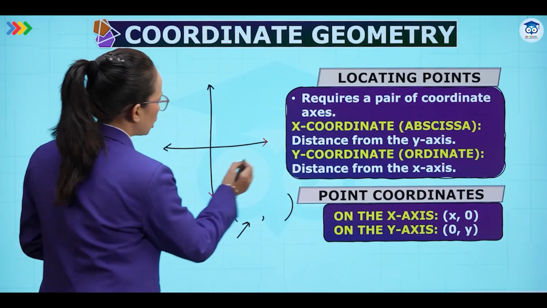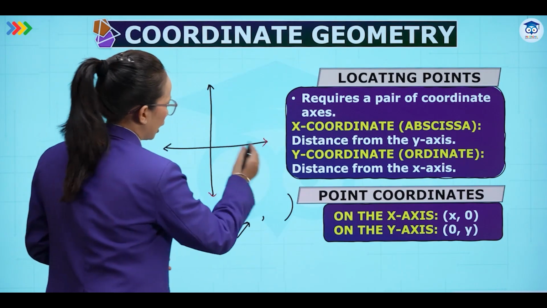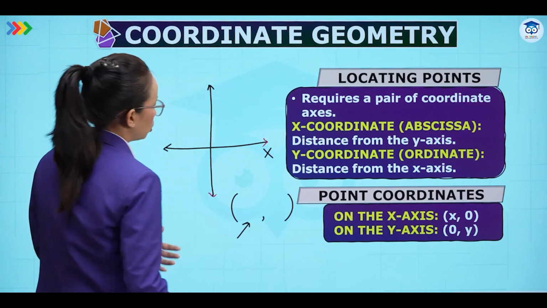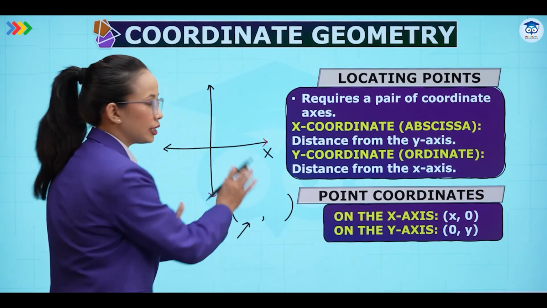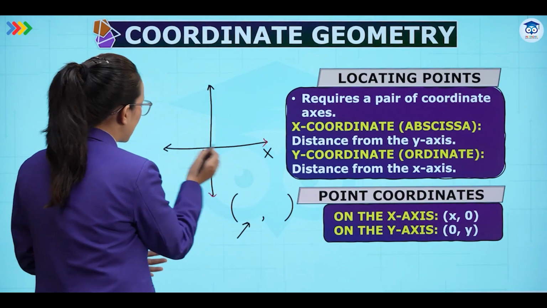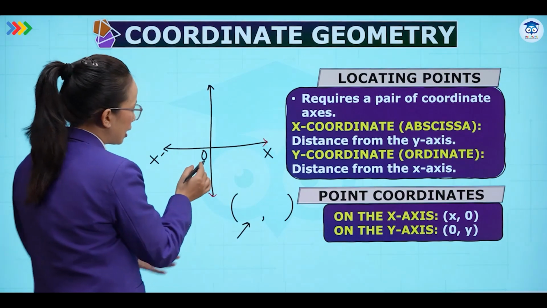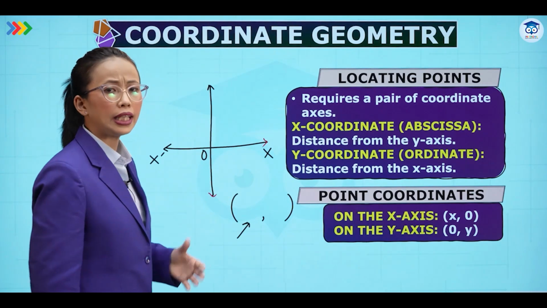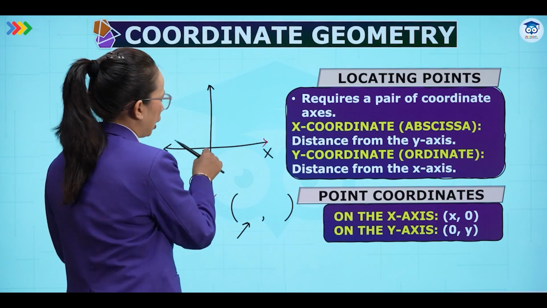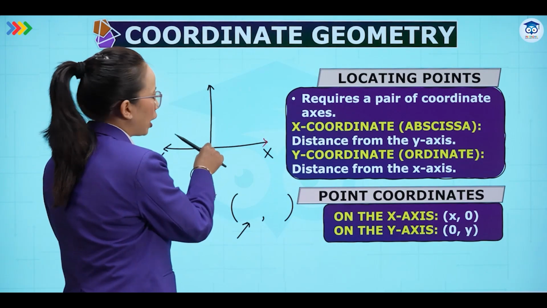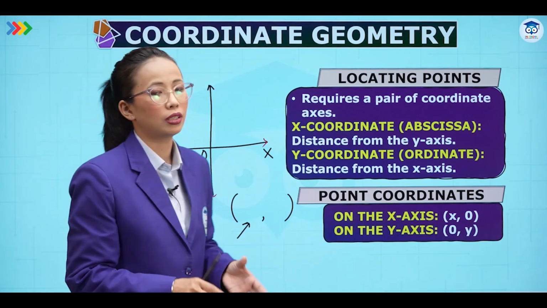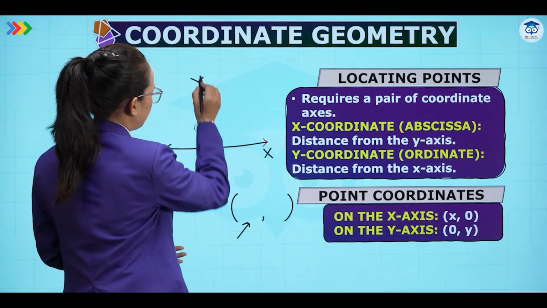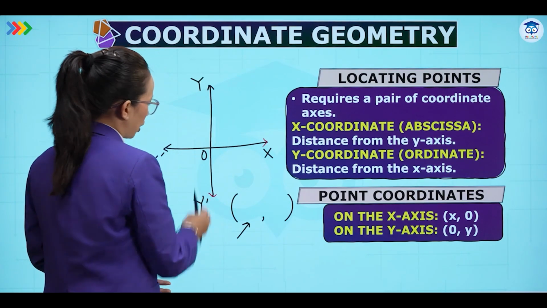Let's see. We have two mutually perpendicular lines. On this side we have the positive x, and on this side the negative x, and the point where they intersect each other is the origin. There the coordinate is (0, 0). This is the point we take as the initial one. Now this is the positive y and this is the negative y.